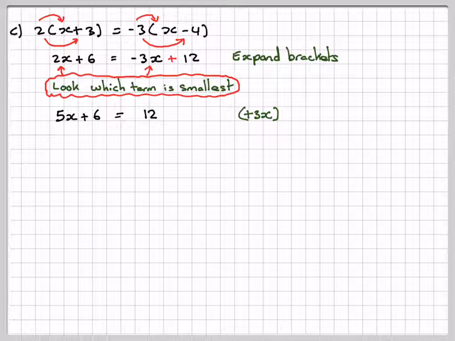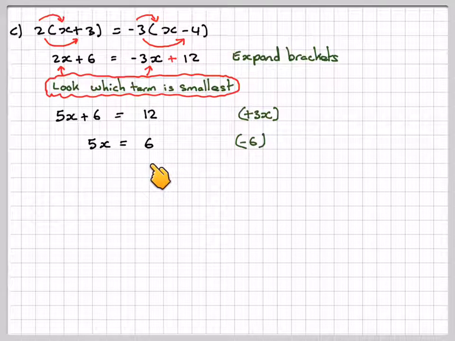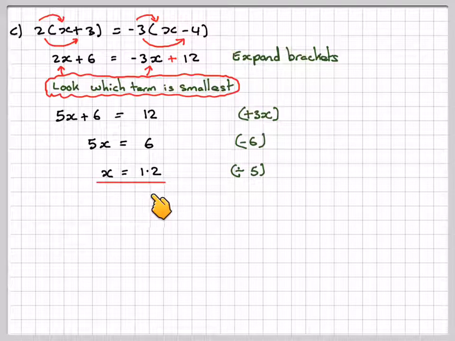Now it's a linear equation. Next thing is to take away 6 from both sides. Take away 6 from this side, we get 5x. Take away 6 from this one, we get 6. And then 6 divided by 5. Next thing is to divide by 5 on both sides. We get x is equal to 1.2.